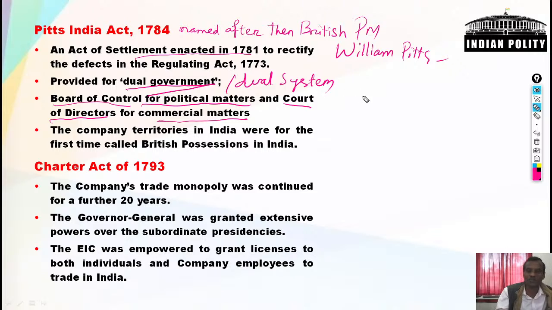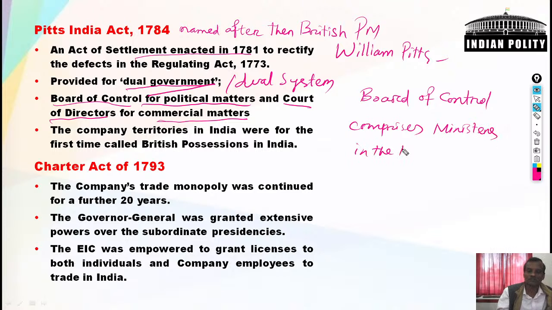The Board of Control comprised ministers in the British government, in the high level British government.